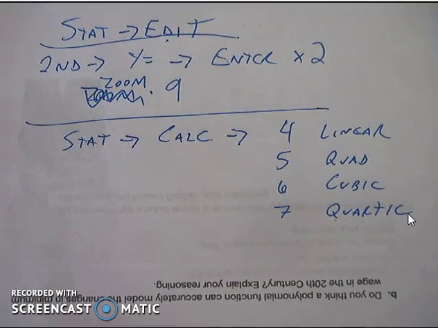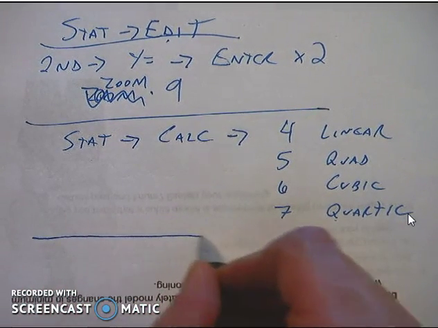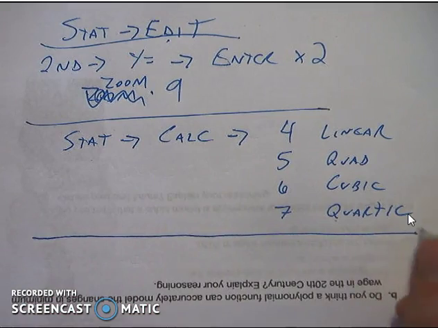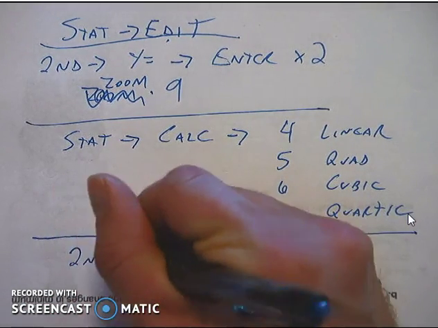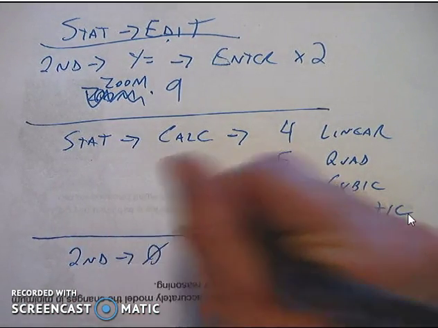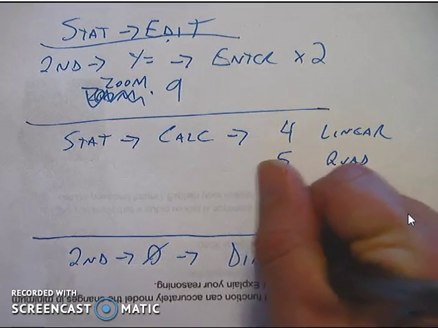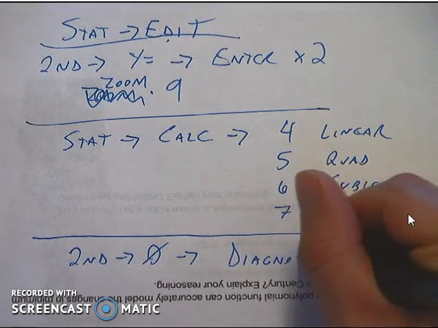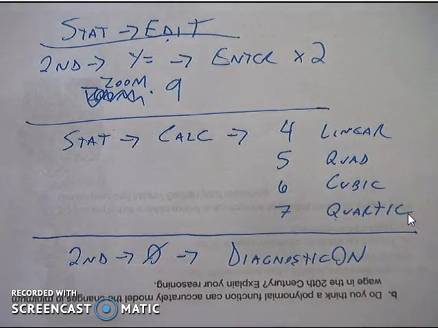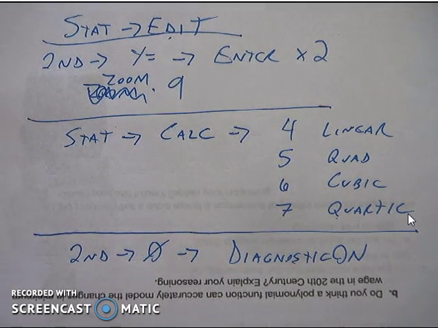And that'll give us the equation. And don't forget, another thing you need to do to analyze the equation to get the r squared, you need to go to second, 0, diagnostic on. If you don't turn on that diagnostic, then you will not be able to see the r squared value, and you won't know how good of an equation it is. Of course, you could graph it and see whether or not it's good, but you won't be able to assign a value to it to know exactly how good it is.